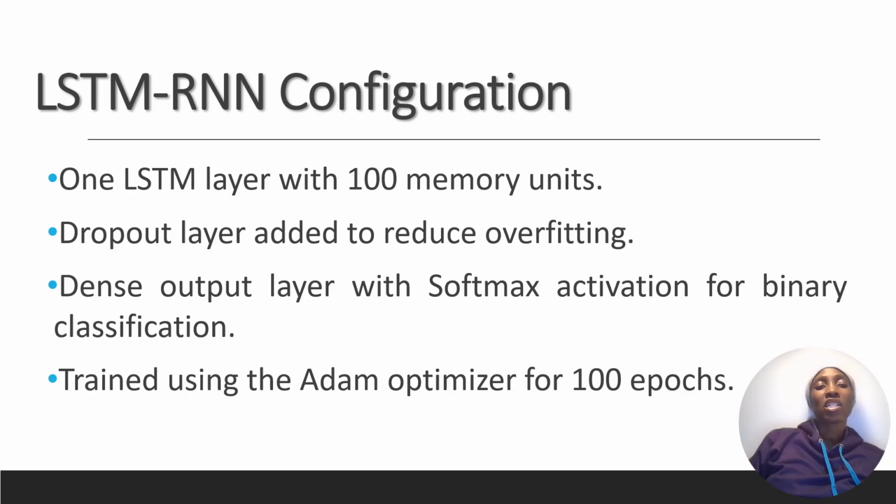The LSTM RNN configuration was a LSTM layer with 100 memory units, and then we introduced a dropout layer to reduce overfitting, and a dense output layer with softmax activation was used for binary classification. The model was trained using the Adam optimizer for 100 epochs.